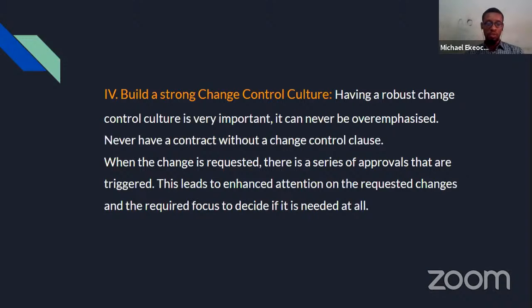So that when a change is requested, there is a series of approvals that are triggered. This leads to enhanced attention on the requested changes and the required focus to decide if it is needed at all.